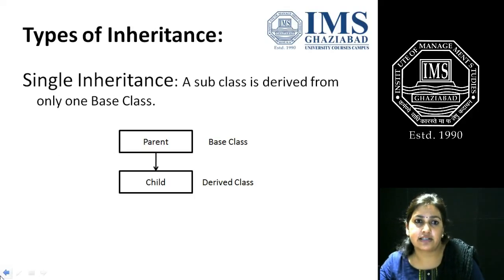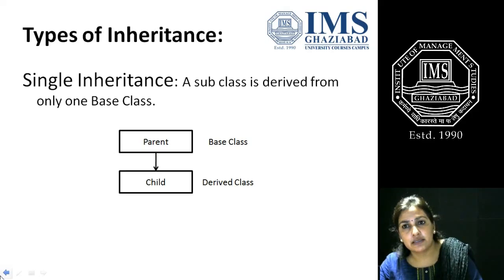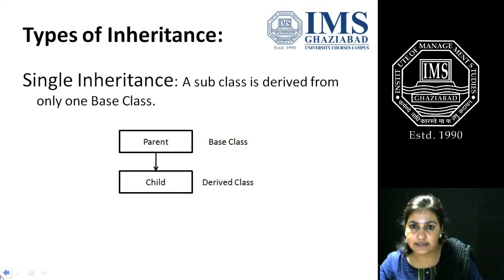First is single inheritance. Single inheritance means there is a subclass which is derived from only one base class. That is, there is a base class and only one class is derived from that base class. For example, a child is inheriting the properties of his or her parents. So, a class parent is there and a derived class or subclass child is there. The child class is inheriting properties of the parent class.